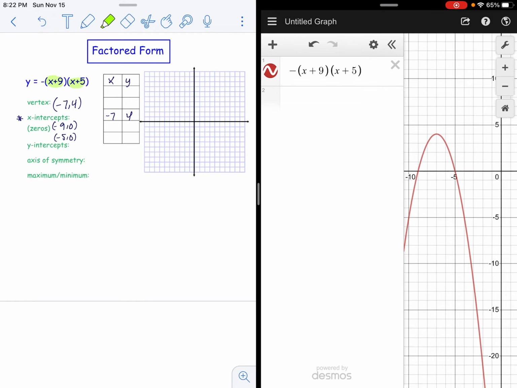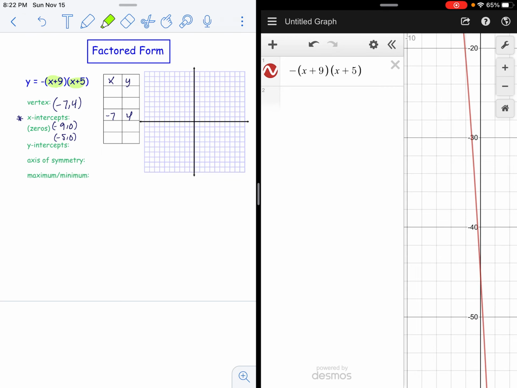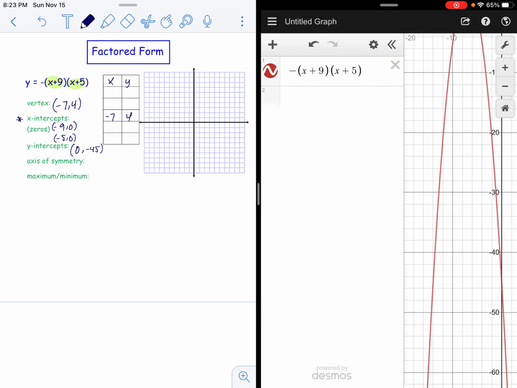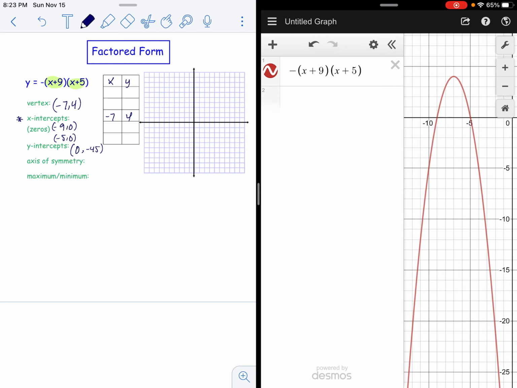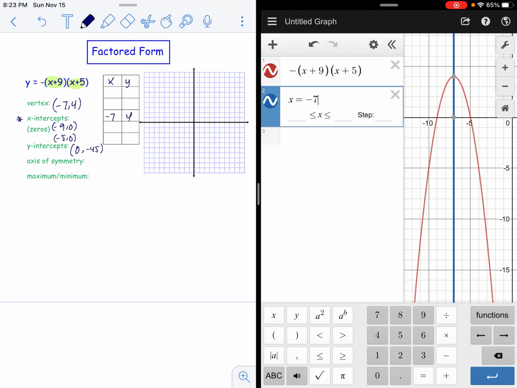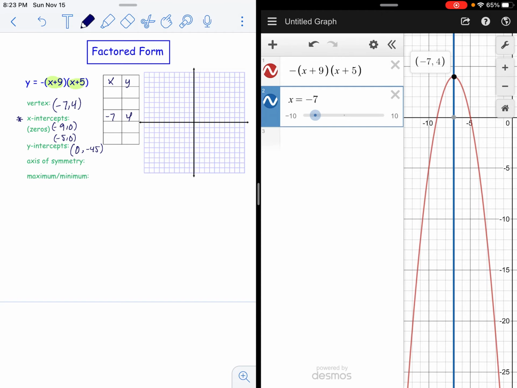The y-intercept, I'd have to follow this graph way down here, and that's at -45. So our y-intercept is at 0, -45. The axis of symmetry is the one that's going to go right through that vertex. So that's going to be, I'll just show you real quick, x equals -7, and we've kind of been saying that that's what it is, but you can see that that cuts it right in half at that vertex. So that's going to be x equals -7. And then this one has a maximum value, and it is at y equals 4.